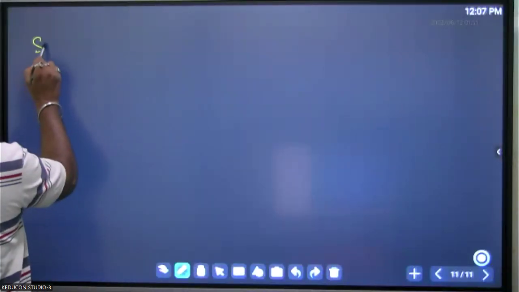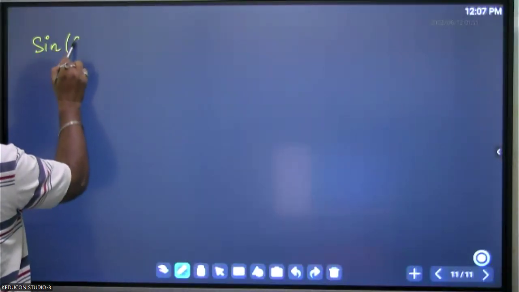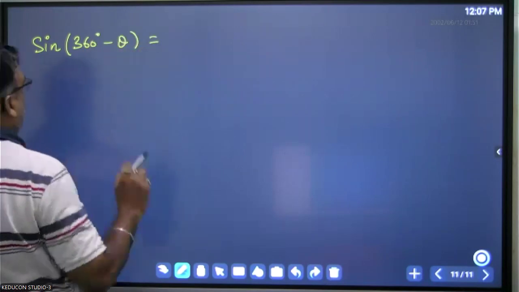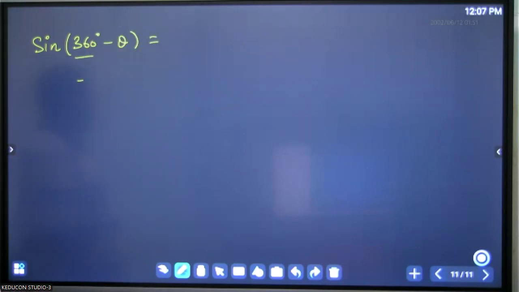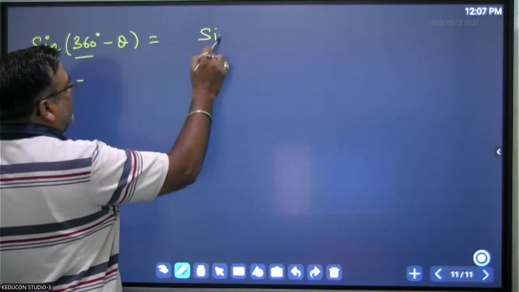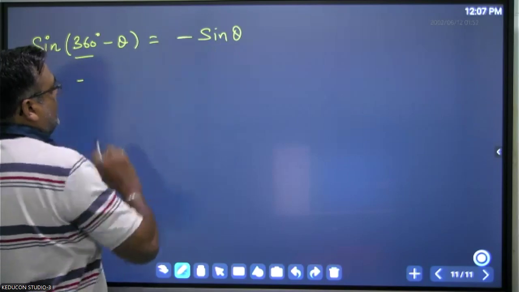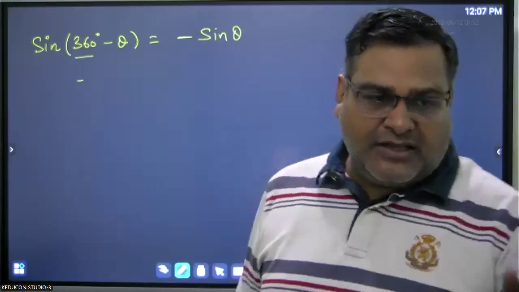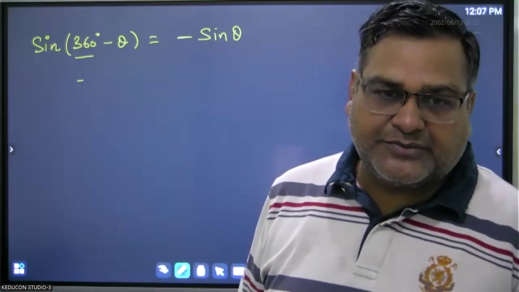Another way of finding the values in the fourth quadrant is 360 minus theta. If we find sine of 360 minus theta, it lies in the fourth quadrant, but here it is 360, so there will be no change in the trigonometric ratio and it will remain sine theta, but the sign will be negative. Similarly, you can do this for all the trigonometric ratios, right?